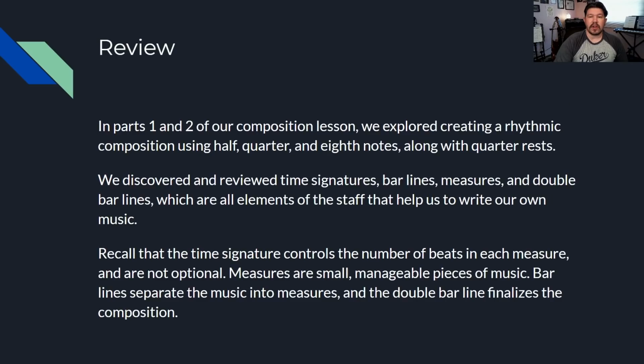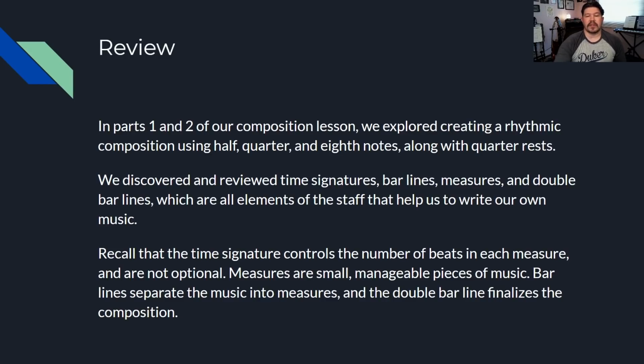So, to start off, we're going to review a little bit, and it looks like a lot of words, but it's really going to go kind of quick. In parts one and two, we explored creating a rhythmic composition using half, quarter, and eighth notes along with our quarter rest. We discovered and reviewed time signatures, bar lines, measures, and the double bar line, which are all elements of the staff which help us to write down our music.